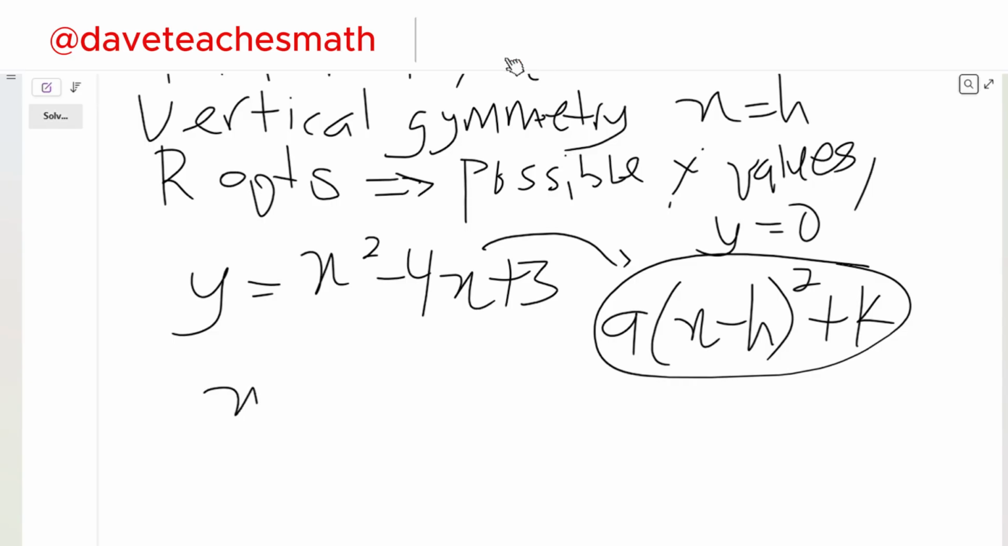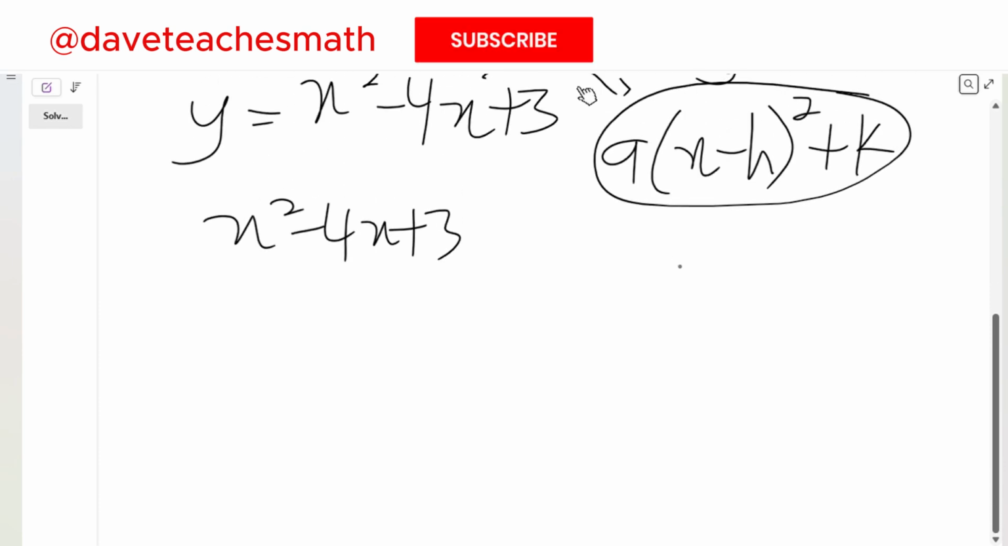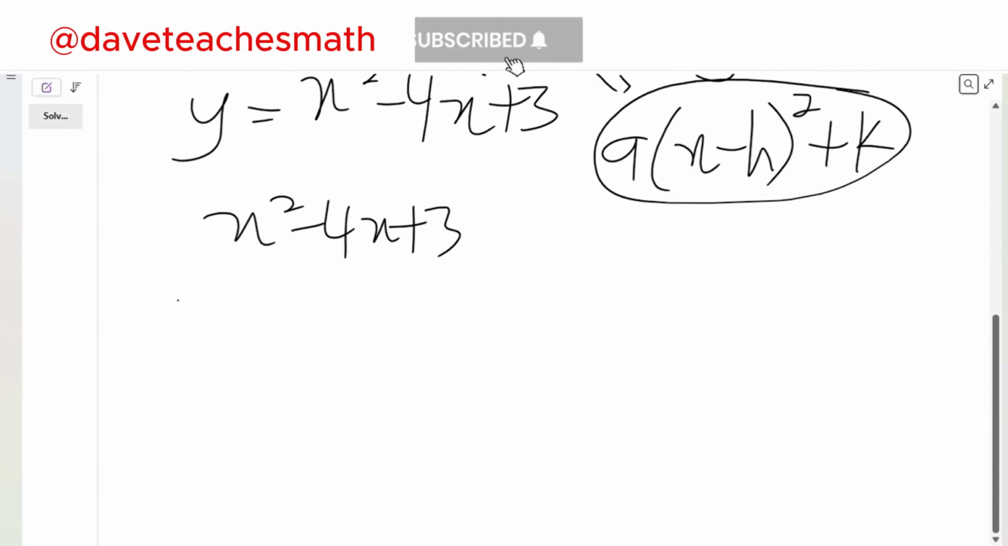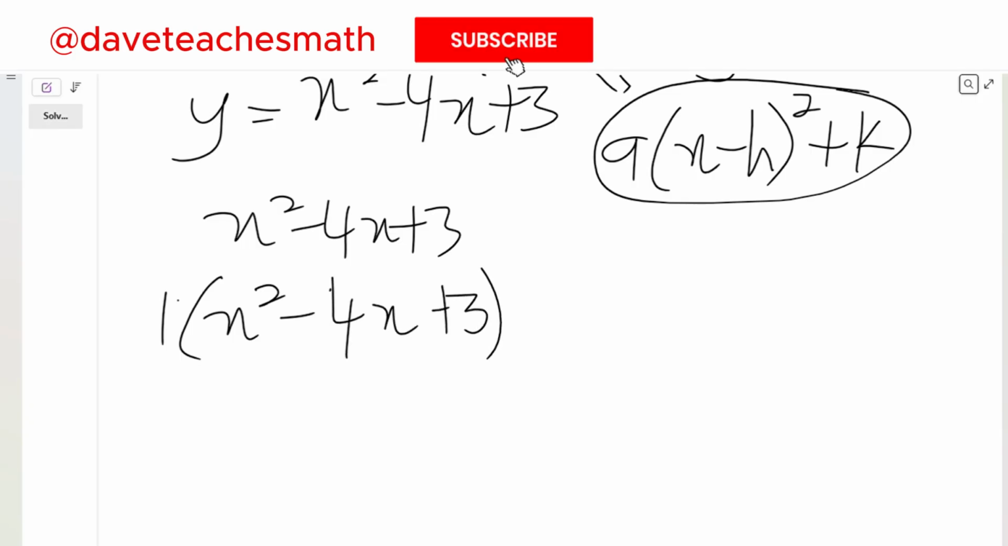So we have x squared minus 4x plus 3. We are going to pull a out. From the initial point we know that a is positive, so we can pull out positive 1. When we pull out positive 1, we have 1 into bracket x squared minus 4x plus 3.